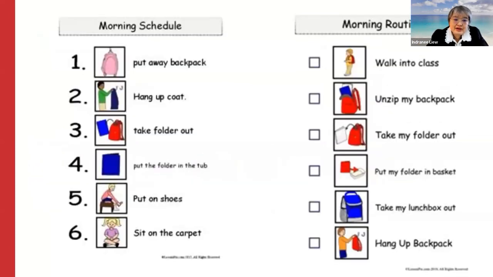Another way, this is a morning schedule. We start with this one. You walk into the classroom. Then you unzip your backpack. You take your folder out. You put the folder in the basket. Now listen, this is the communication book or communication folder of the parents. So it goes back and forth to school and the student is in charge of it. They will put it in the basket.